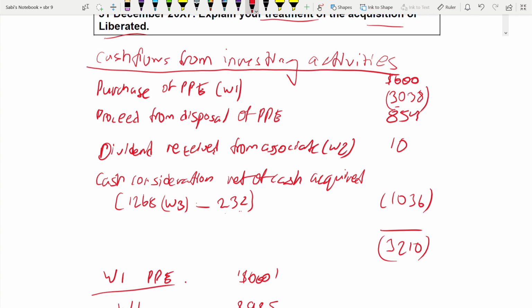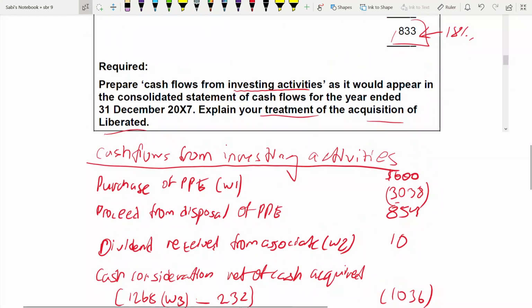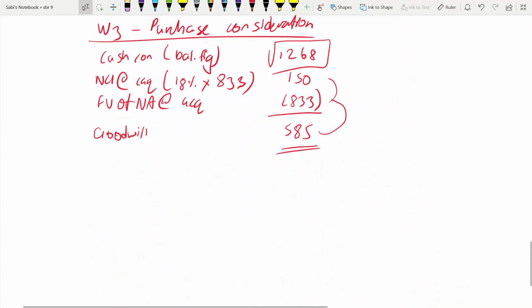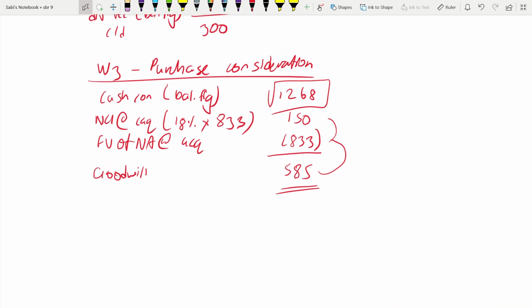Now we are going to the second part where we have to discuss the treatment of acquisition of Liberated. Okay, so if you see, Liberated was acquired for how much? Just now we found the cash consideration, 1268, right? And it's an outflow. So you have to write it's an outflow. It comes under investing activity. And also you have to write that cash and cash equivalent of 232,000 are controlled by the group. So it's a cash inflow. Therefore, in the consolidated statement of cash flow, you have to show the net cash impact, which is 1036. So basically that's what you're writing in the words. That's it.